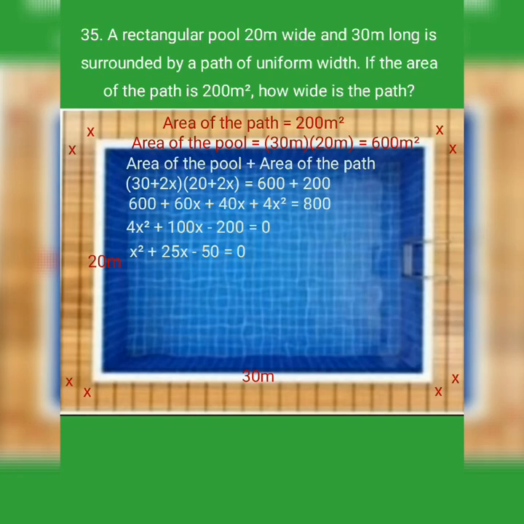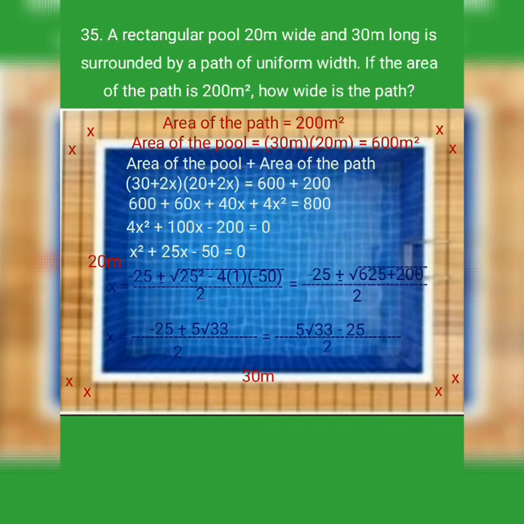To be able to find the value of x, we will use the quadratic formula, and that is x is equal to negative b plus or minus the square root of b squared minus 4ac all over 2a. So the value of x is equal to 5 square root of 33 minus 25 all over 2.